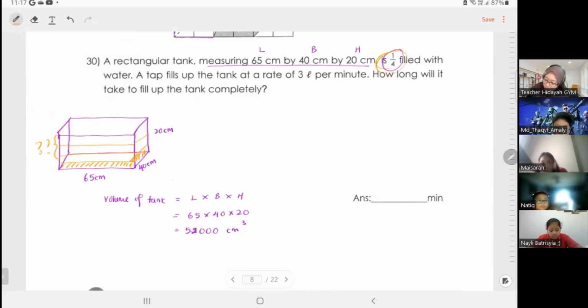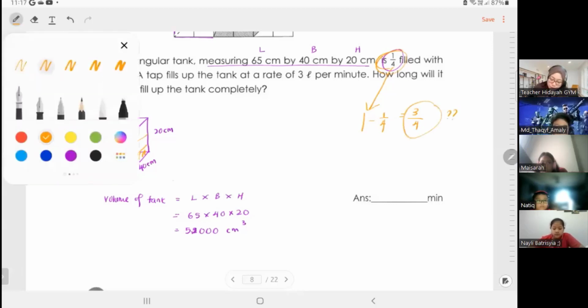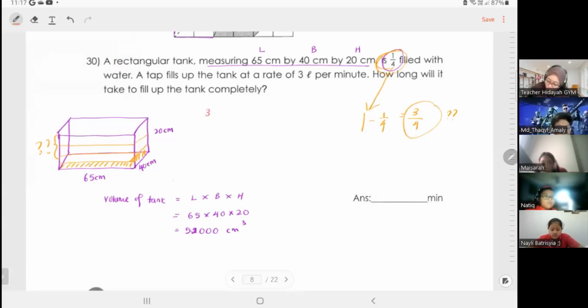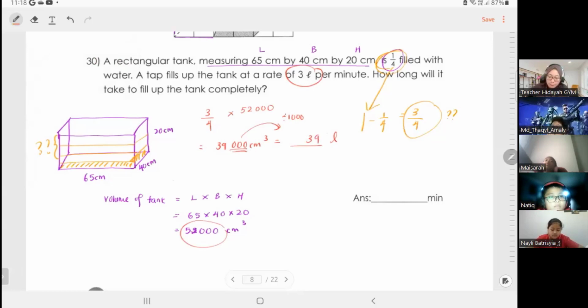This 1/4 is filled up already, right? You take 1 whole minus 1/4. I want to know 3/4 of the tank some more. This is what I want to find. So you take 3/4 times the volume of the tank. I will get 39000 cm3. Convert it into liters. Since they say the rate is this, how many liters? So you divide it by 1000, equals 39 liters.